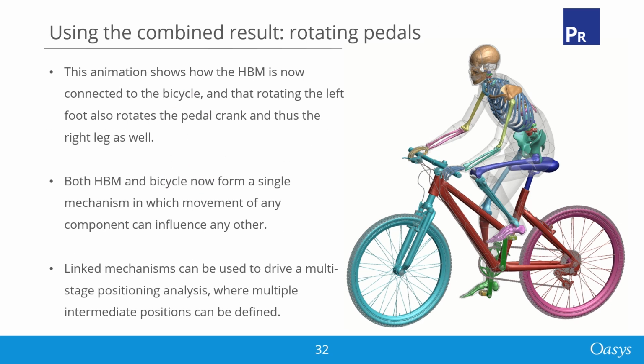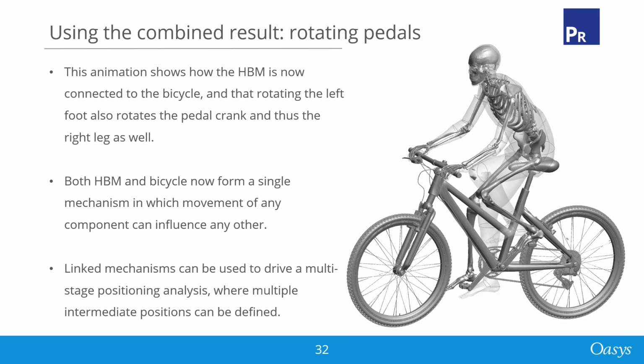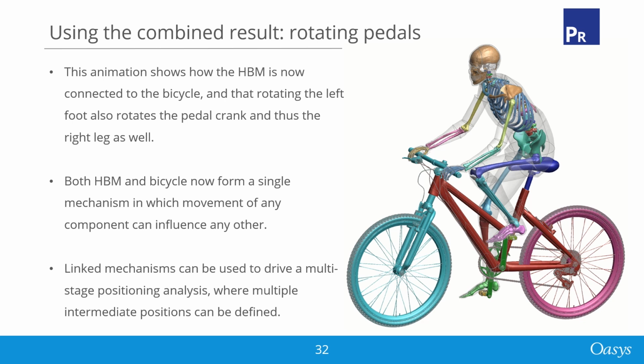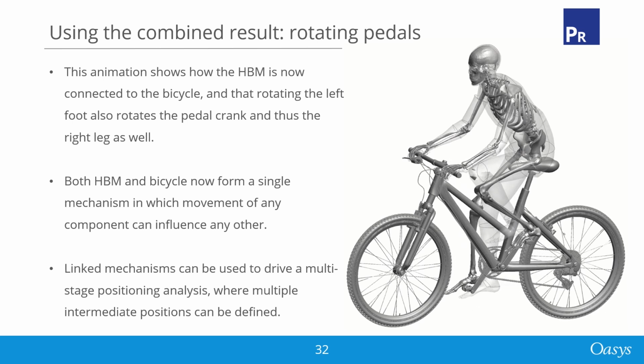This animation shows how the thumbs model is now connected to the bicycle, and that rotating the left foot also rotates the pedal crank, and therefore the right leg as well. Both thumbs and bicycle now form a single mechanism in which movement of any component can influence any other. These linked mechanisms can be used to drive a multi-stage positioning analysis, where multiple intermediate positions can be defined. Hopefully you can see it is now easy to combine mechanisms such as bicycles with human body models to achieve more realistic positioning.